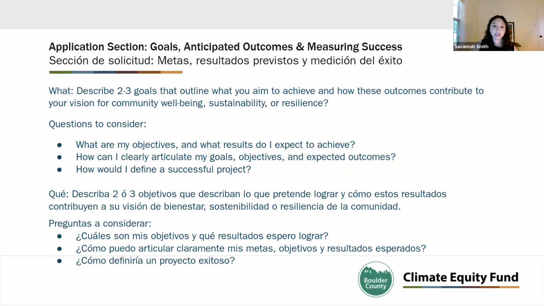The next section is goals, anticipated outcomes, and measuring success. This section is aspirational. You will be asked to describe 2 to 3 goals to help evaluators understand what your project's success will look like. So some questions to consider are, what are my objectives and what results do I expect to achieve? How can I clearly articulate my goals, objectives, and expected outcome? How would I define a successful project?